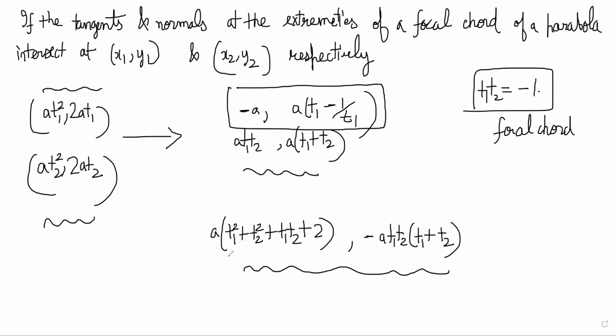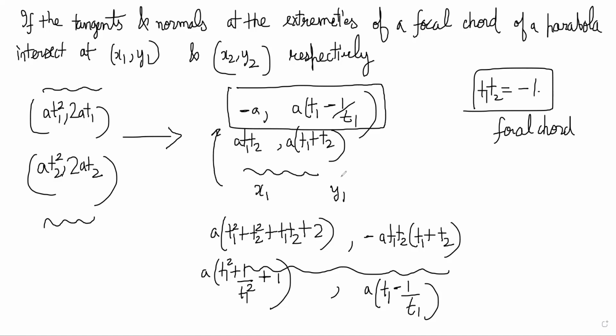Here it becomes a(t1² + 1/t1² - 1 + 2), so plus 1, right? And here it becomes minus a into minus 1, so a(t1 - 1/t1), right? Now these are the point of intersection of tangents x1, y1. This is x1, this is y1, and this is x2, and this is y2, right? Now you can see easily that y1 is equal to y2 first of all.